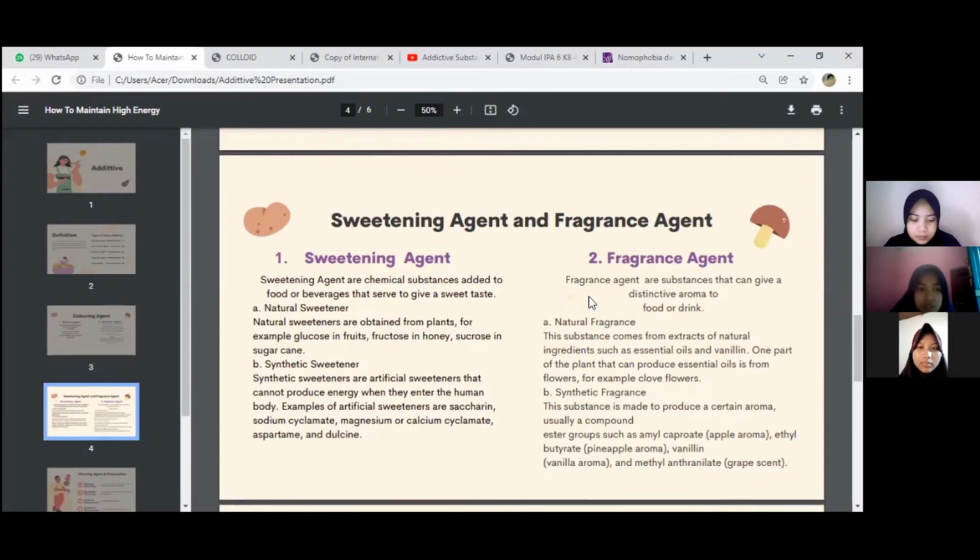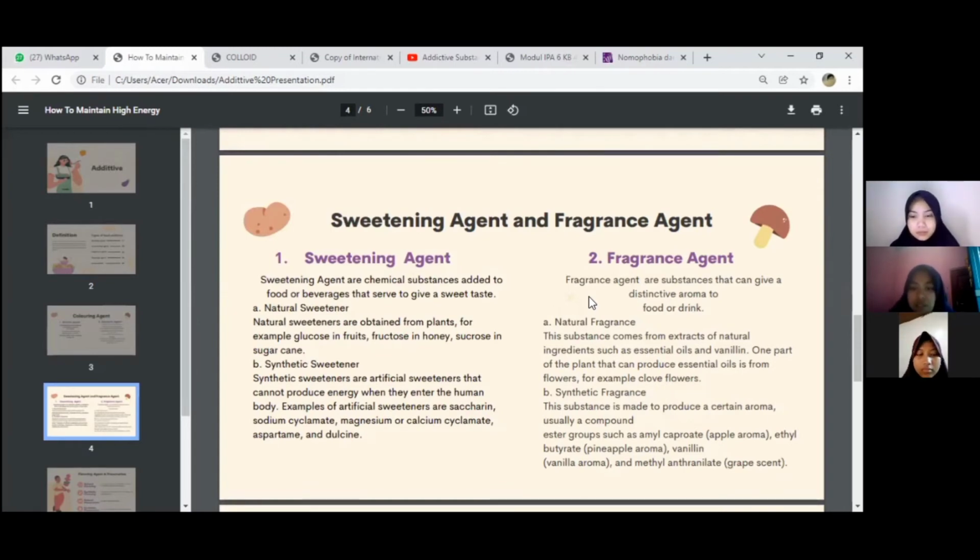Same as the previous one, there are types of sweetening agent: natural sweetener and synthetic sweetener. Natural sweeteners are obtained from plants, for example glucose from fruits, fructose in honey, or sucrose in sugar cane. And next is synthetic sweetener. Synthetic sweeteners are artificial sweeteners that cannot produce energy when they enter the human body. So a synthetic sweetener is only an artificial sweetener and does not really have an effect on the human body. Examples of artificial sweeteners are saccharin, sodium cyclamate, magnesium or calcium cyclamate, aspartame, and alitame.